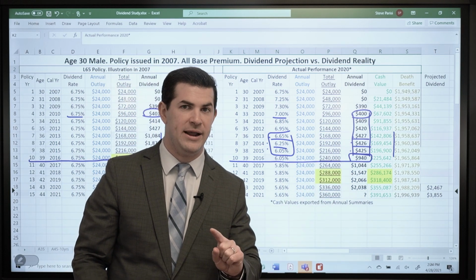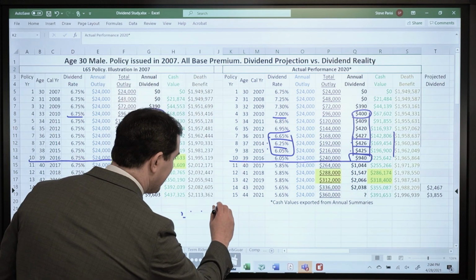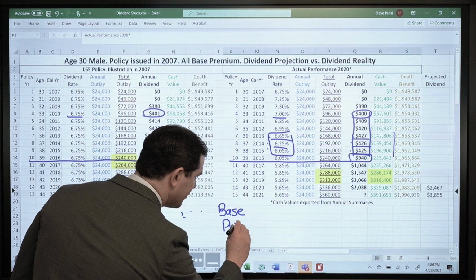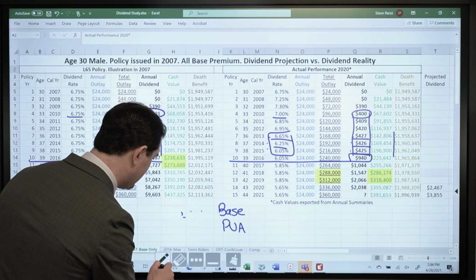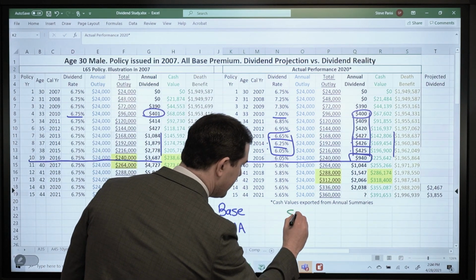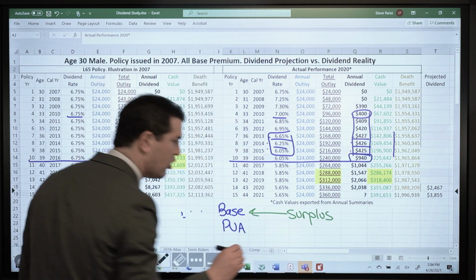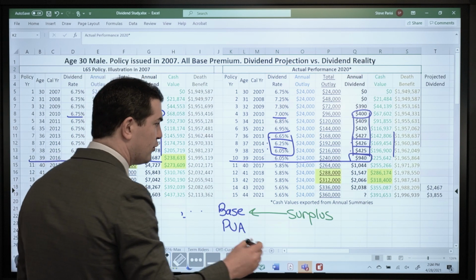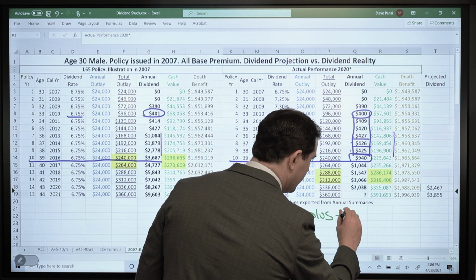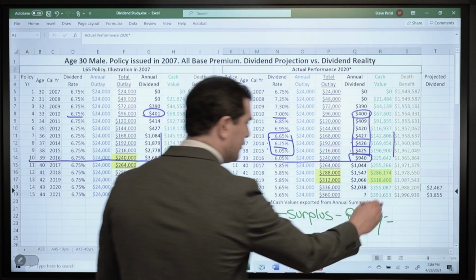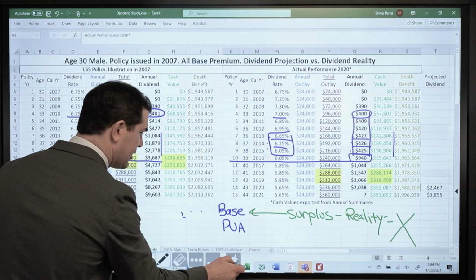The reason why, specifically, when we go back to base premium dollars and PUA dollars, remember how the company treats that surplus rate? Where on an illustration, it's more favorable on base premium dollars. Yeah, it's more favorable. In reality, though, what happens? Underperforms. Big X. Let's look at this a little bit.